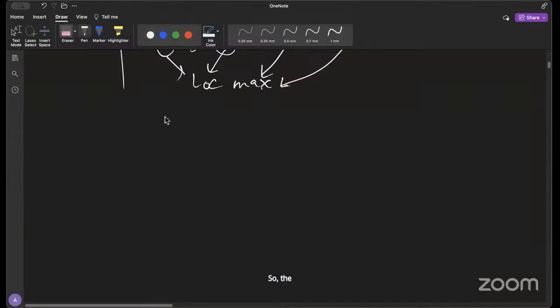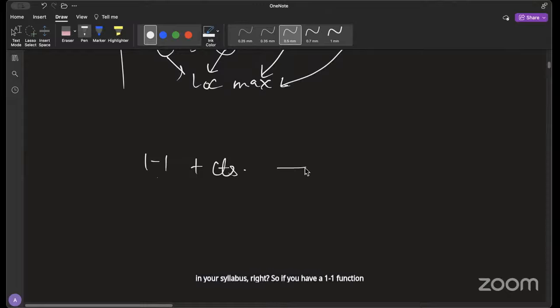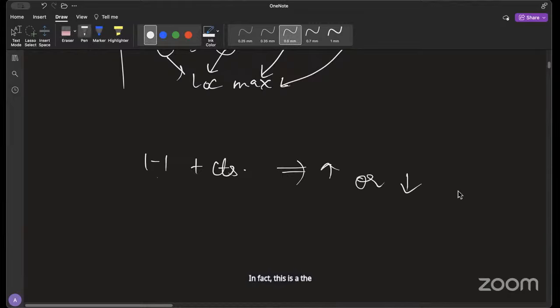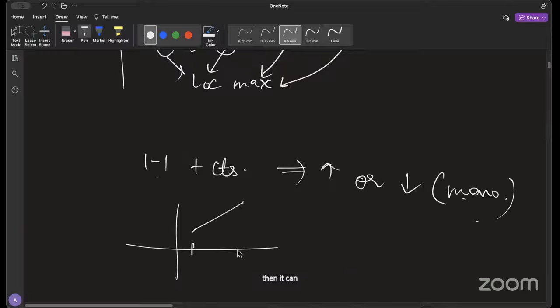The thing you were talking about: if you take a one-one and continuous function, continuity is in your syllabus, right? Then you can say that it's either an increasing function or a decreasing function. In fact, this is a theorem: increasing or decreasing monotonically. Then it won't have a turning point, but by the way, if this is the domain, it can still have maxima and minima. This is the minima, this is the maximum. The endpoints.